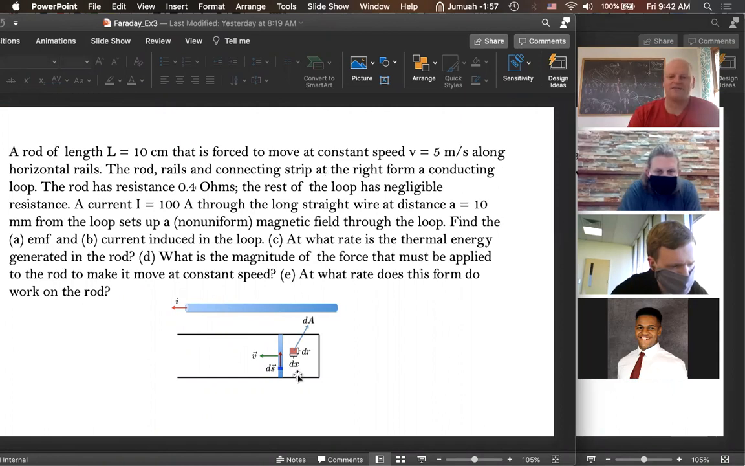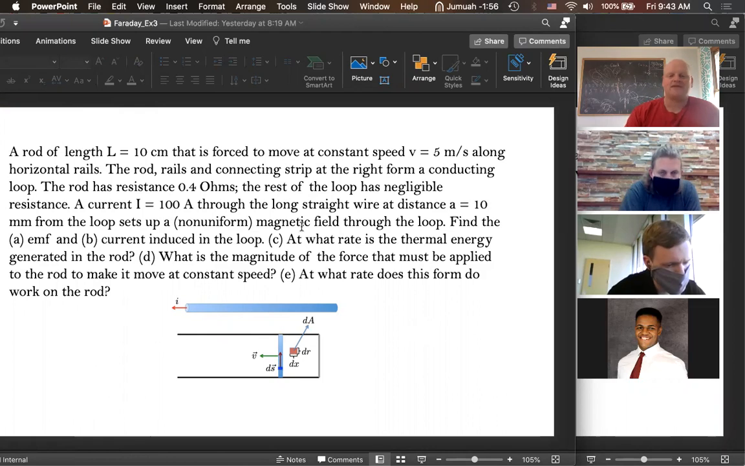is forced to move at a constant velocity to the left, in this case, 5 meters per second, along these horizontal rails. So these are my horizontal rails. Again, this thing has a resistance R in it, and I'm causing this thing to move with a constant velocity of V. Then it says the rod, the rails, and connecting strip at the right form a conducting loop. So as this thing is moving, I'm going to have a conducting loop through here, which just makes sure that I have current running through the whole thing. So it says the rod has a resistance of 0.4 ohms. The rest of the loop has negligible resistance, which means we're going to pretend everything else is zero resistance.